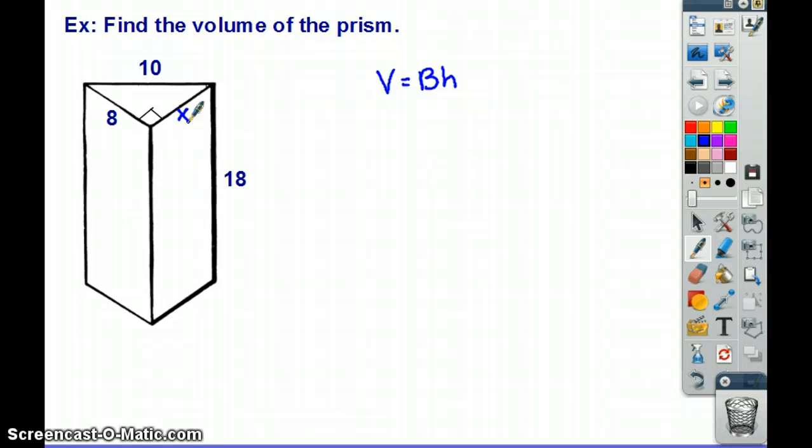Yeah, we can't use special triangles because we don't know that it's a 30, 60, 90 or 45, 45, 90. So we are going to use Pythagorean theorem. And this is one of those nice, neat triples. You end up getting 6.